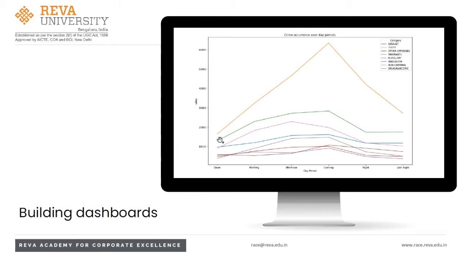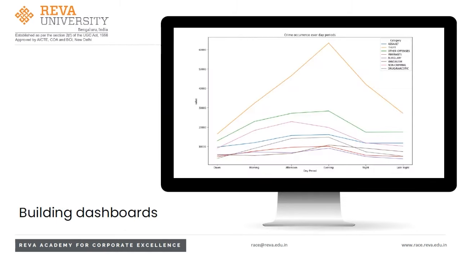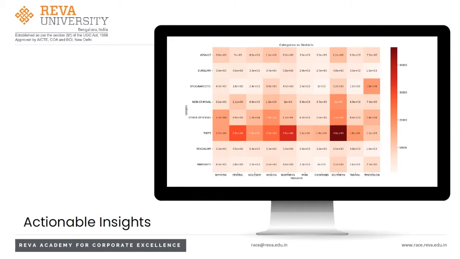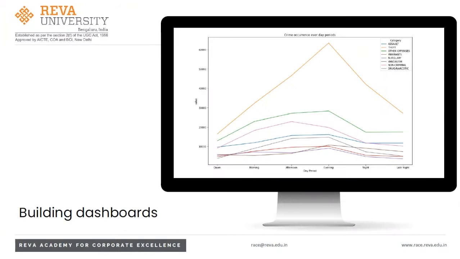In the morning, it picks up. In the dawn, you have fewer than 20,000 incidents, but by morning, it climbs up to 30,000 plus and hits its maximum of 60,000 by evening. So at evening, Southern District, if you just sort of connect the threads here, particularly incidents of theft, if you can deploy police officers, we can see a lot of improvement. We can see a lot of reduction in the incidents of theft related crimes.